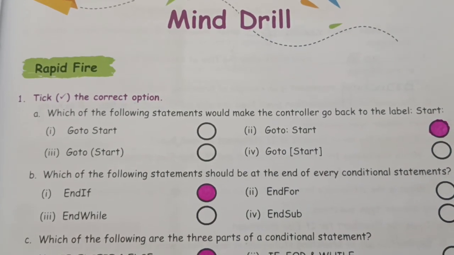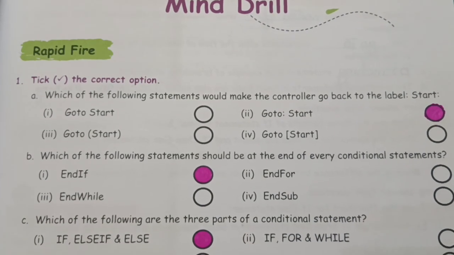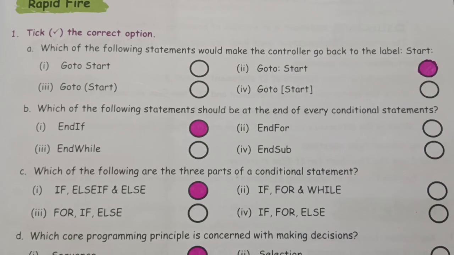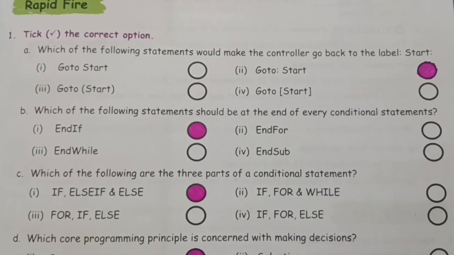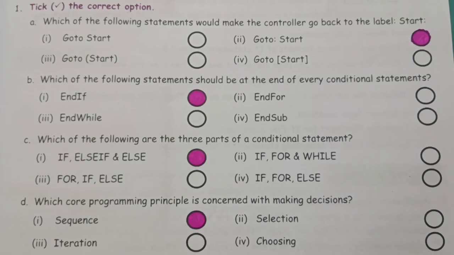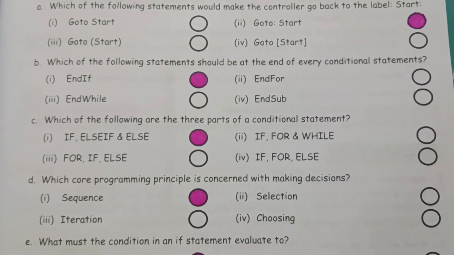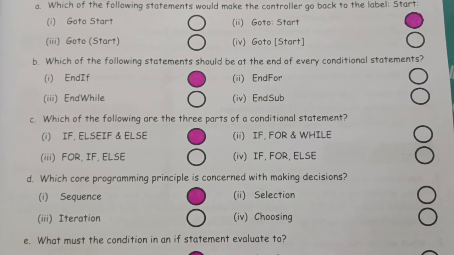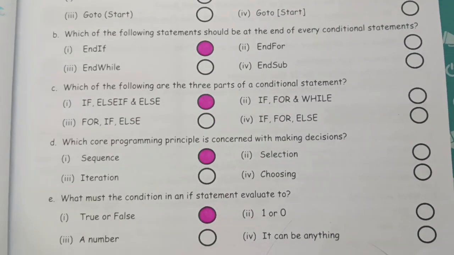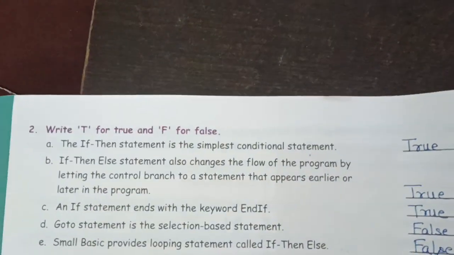Which of the following are the three parts of a conditional statement? If, else, this is the correct option. Which core programming principle is concerned with making decisions? And the correct option is sequence. Next, what must the condition in an if statement evaluate to? The answer is true or false. Now next is true false.